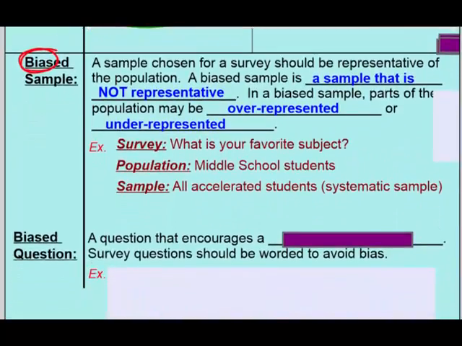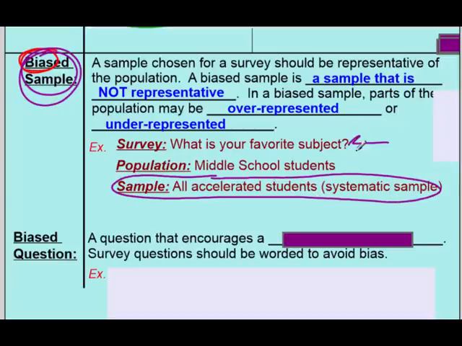Well, what makes this a biased sample? A sample chosen for a survey should be representative, but all accelerated students are not representative of my survey, okay? And the reason why is because if I only survey accelerated students, say my accelerated math students, okay? Now, the majority of accelerated math students are in accelerated math because they enjoy math, because they're good at math. Okay, so you're going to get a lot of maybe my favorite subject is math. Okay, a little bit heavier weighted from the accelerated students.